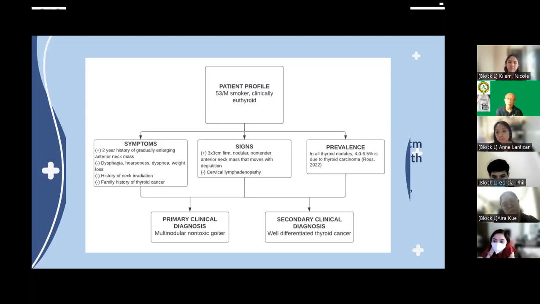Then you invoke now the prevalence. So you won't put TB as number one. You put it as number 2 or number 3, right? That's what is meant by prevalence. So if you have two differentials, you use prevalence in terms of which one is more common, and you put the more common one as number 1. The rare one, you put as number 2, because it presents with the same picture.